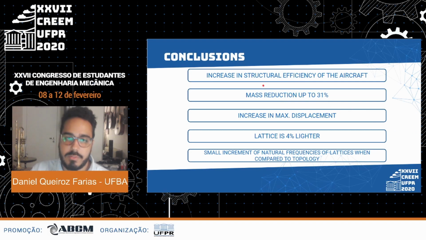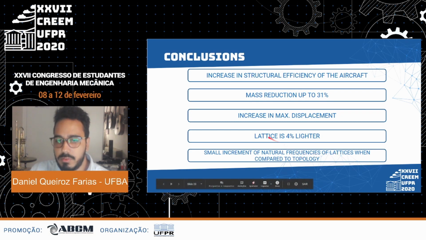To conclude, after this work, it was noticeable that there was an increase in the structural efficiency of the aircraft. It was possible to reach a mass reduction of up to 31%. And also, there was an increase in the maximal displacement of the parts. However, this result was not considered for the final design of the part. It was also proven that the lattice design was 4% lighter than the topology design for the same boundary conditions in this specific case. And there was also a small increment of the natural frequencies when comparing the lattice to the topology results.